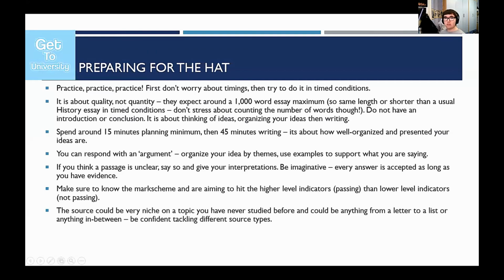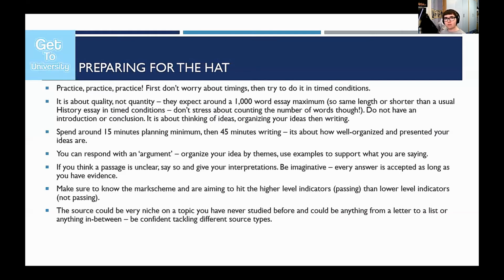The sources can be niche. I remember my actual one was a letter written to some ancient kings, I think. There have been literally lists, like inventories of houses. Now, there's quite a lot you can tell from them, but they are quite surprising. So you've just got to be used to approaching a lot of different extracts, okay?